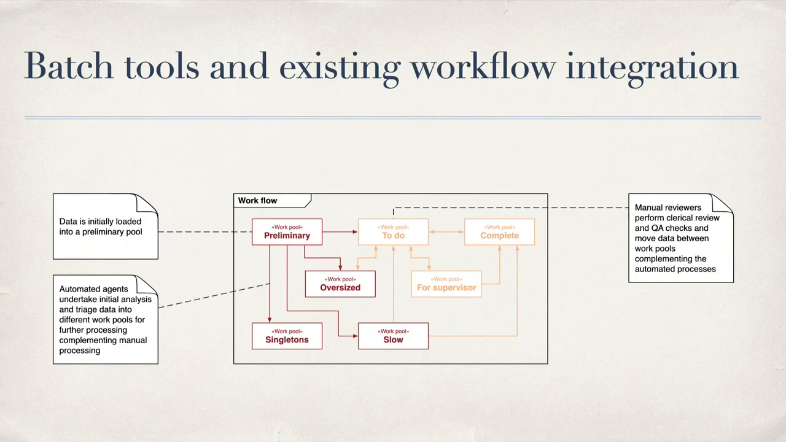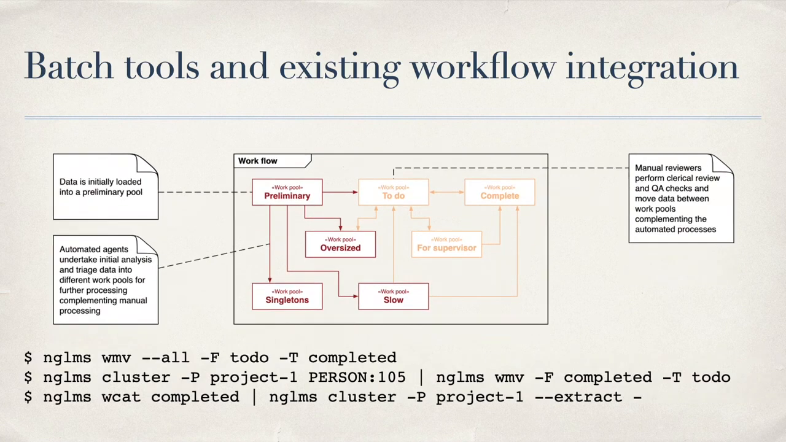Moving records between work pools is very much like moving files between folders. Here we can see commands to move all records from the to-do to the completed pool, move the cluster containing person 105 from the completed pool back to the to-do pool, pull all records out of the completed pool, and cluster them according to the parameters of Project 1. These commands mix REST and library commands. The REST API has proven flexible and effective.